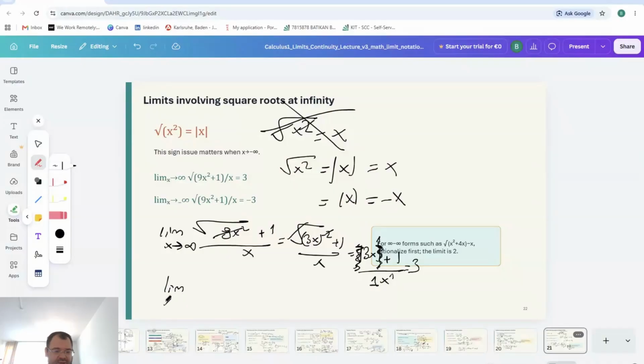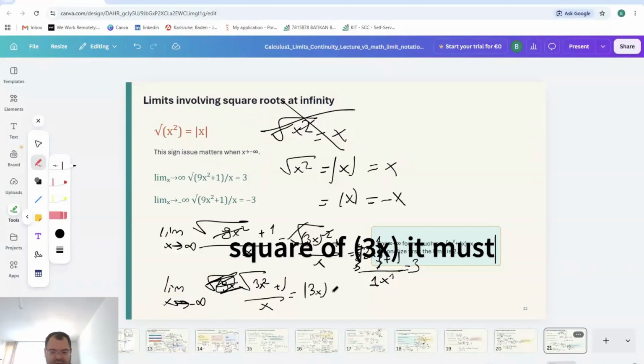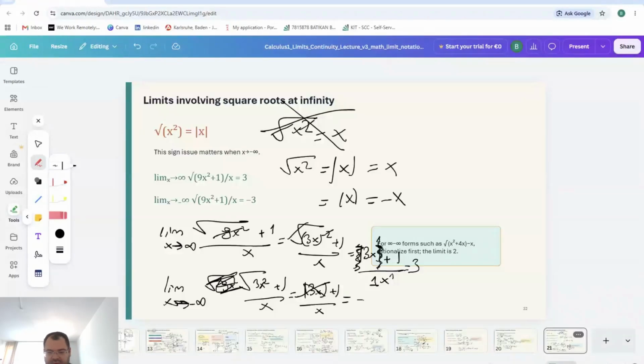For the limit as x goes to minus infinity, again the same function, you have the square root of 9x square, which is 3 absolute value of x, plus 1, divided by x. So x is going to minus infinity. That is why this is behaving like minus 3x plus 1 divided by x. So you have minus 3 over 1, minus 3 here, and 3 here.